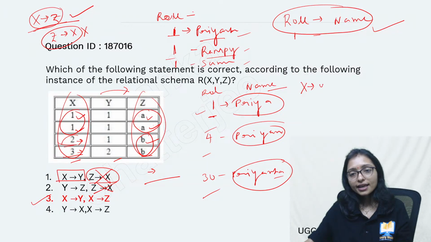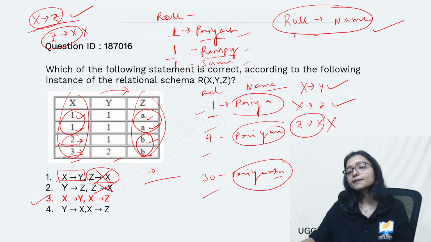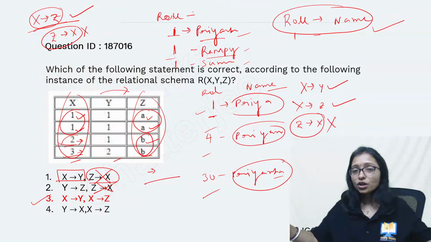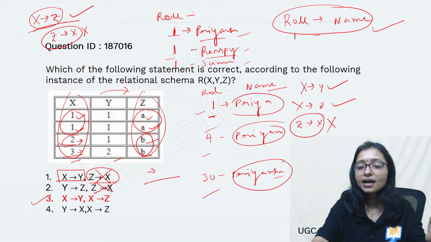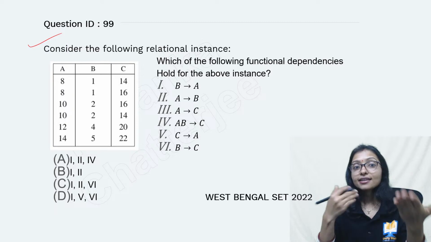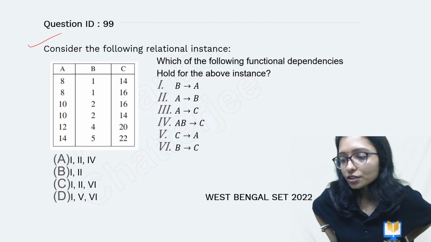So from here I can say X implies Y holds and X implies Z also holds, but Z implies X is not holding. This is the reason. I hope it is clear. You will never forget this, right? Clear? Pakka clear? Tell me. Yes, clear. If it is clear, then tell me. It is another question. Then I want to see that yes, it is clear or not.